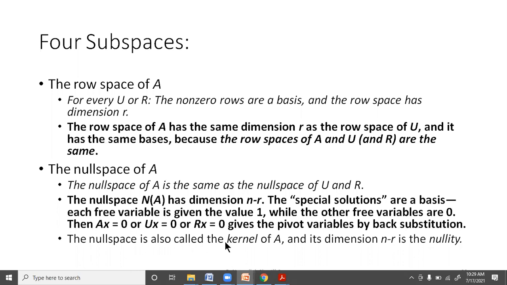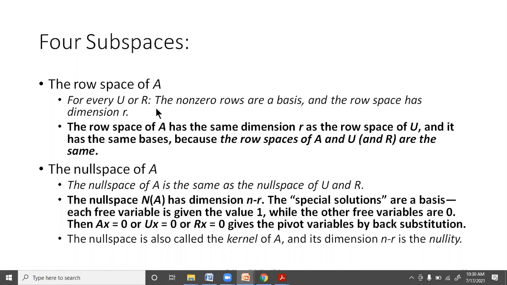The null space is also called the kernel of A, and its dimension is n minus r, which we already mentioned. This dimension n minus r is known as nullity. We also use the term that the dimension of the null space is known as nullity.